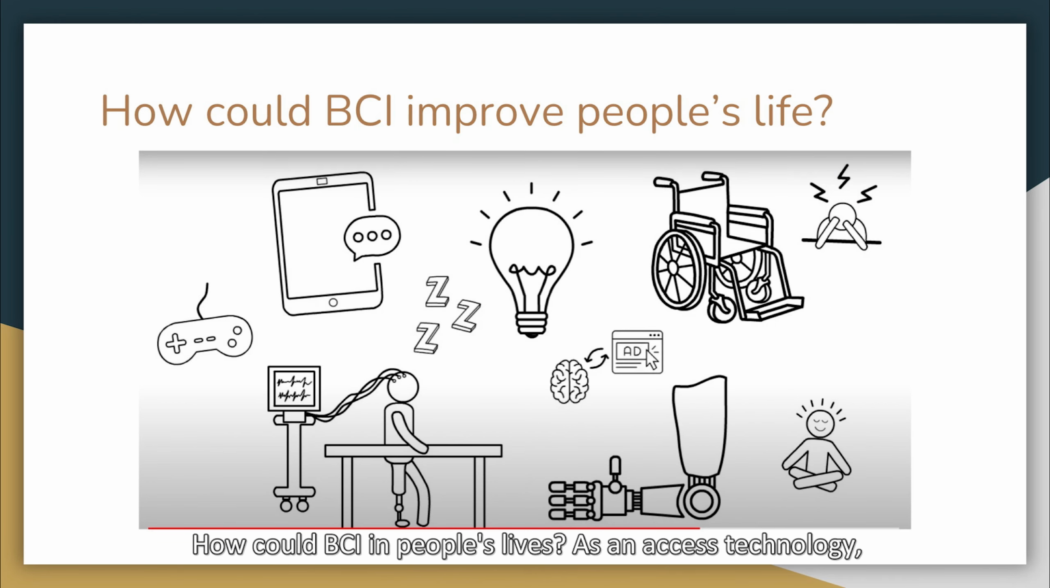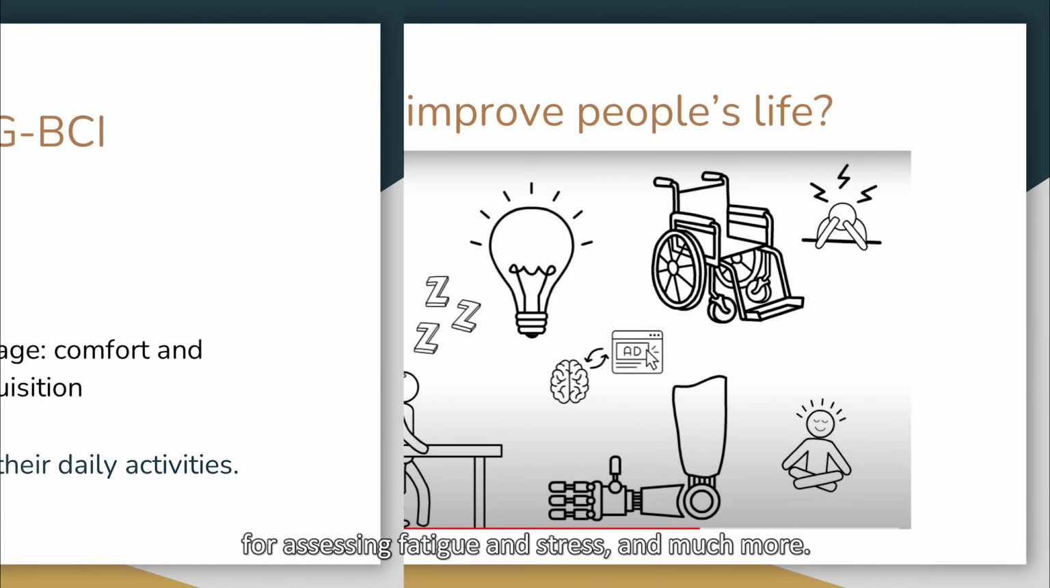How could BCI improve people's lives? As an access technology, BCI is researched on the following fields. For people with disabilities, for applications like communication, locomotion, prosthetic control, and neurorehabilitation after brain injury or stroke. BCI can also be used for gaming, for neurofeedback, and meditation, for assessing fatigue and stress, and much more.